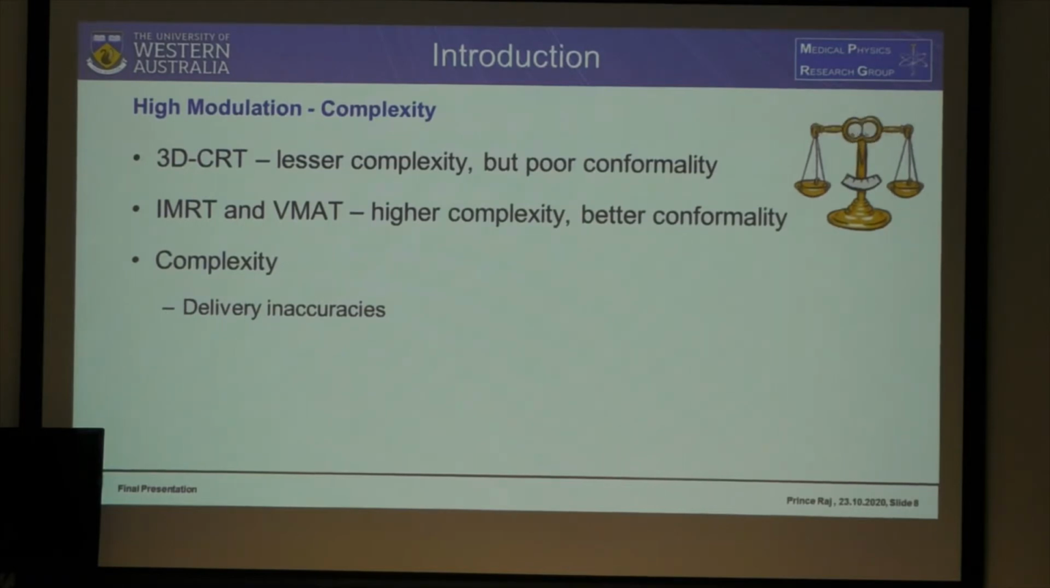There is always a trade-off between modulation and complexity, and between modulation and treatment outcome. For example, 3D CRT had lesser complexity, with just square or rectangular fields, but poor conformality and poor treatment outcome, whereas IMRT and VMAT had higher complexity due to variable changes during the treatment, but better conformality. Complexity can lead to delivery inaccuracies and affect the treatment as a whole.